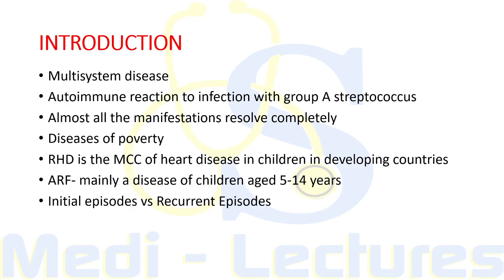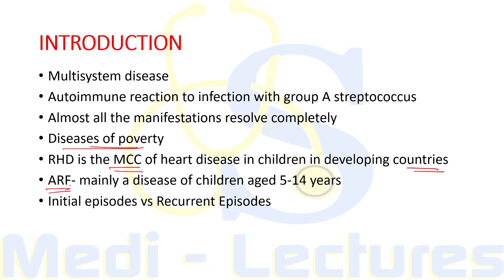Now both acute rheumatic fever as well as rheumatic heart disease are considered as the diseases of poverty, as these are more common in areas where there is overcrowding and poor health facilities. Now RHD is considered as the most common cause of heart disease in children in developing countries and a major cause of mortality and morbidity in adults as well.